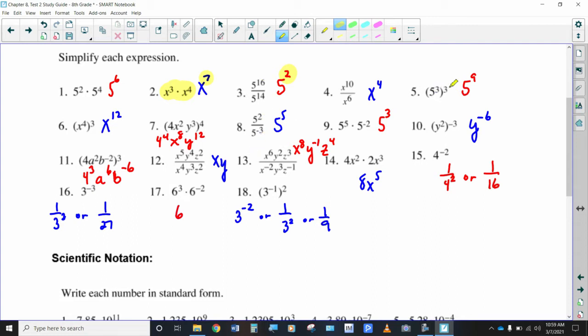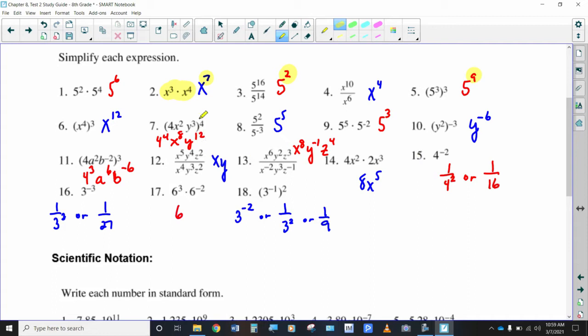Here you've got the power of a power. If you can't remember that when you're raising a power to a power, you multiply the exponents, then literally expand it out. 5 to the third times 5 to the third times 5 to the third is going to give you a total of 9 fives repeatedly being multiplied together.